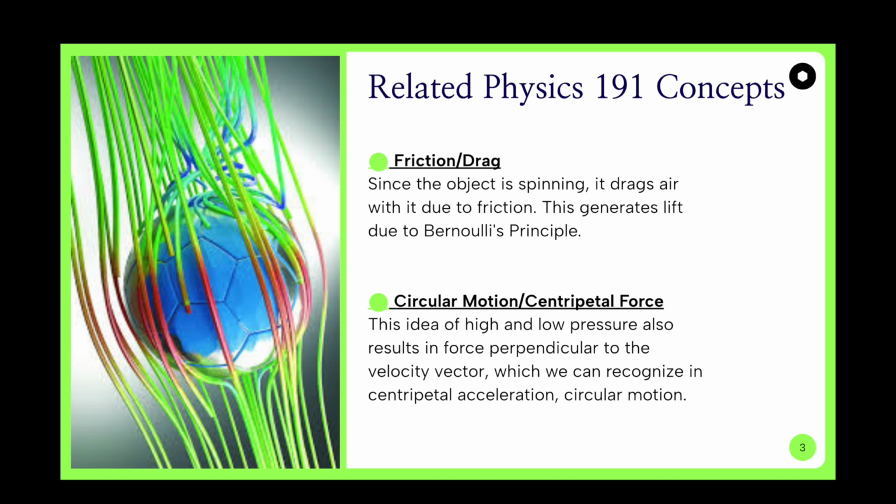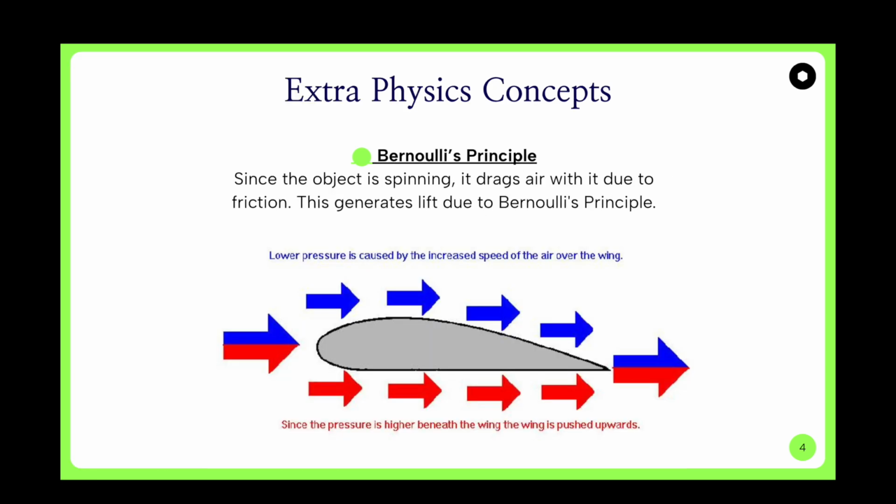Secondly, the circular motion or centripetal force explains that a high and low pressure also result in the aforementioned force perpendicular to the velocity vector, and this we can recognize as centripetal acceleration or circular motion, which we can model based on Physics 191.